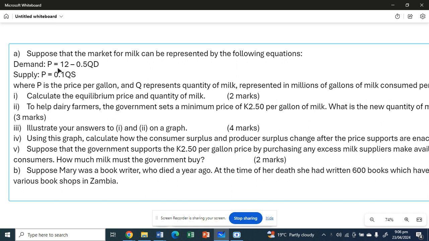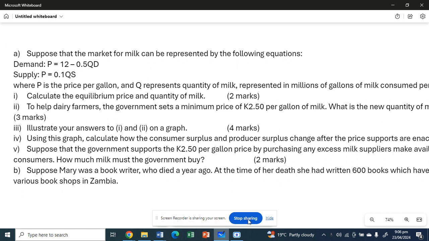Demand: P equals 12 minus 0.5 QD. This is the demand equation. It shows the relationship between price and quantity demanded. Remember, there's an inverse relationship, so when you graph this equation, you have a downward sloping line. We're given the supply function, which is the relationship between price and quantity supplied, following the law of supply.